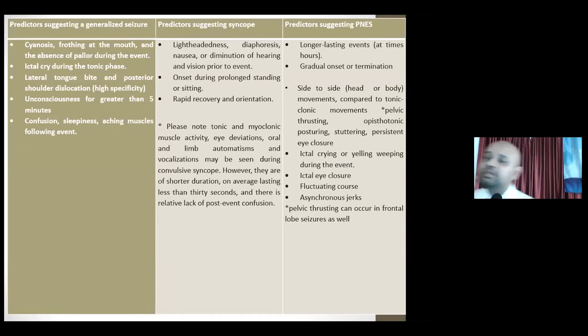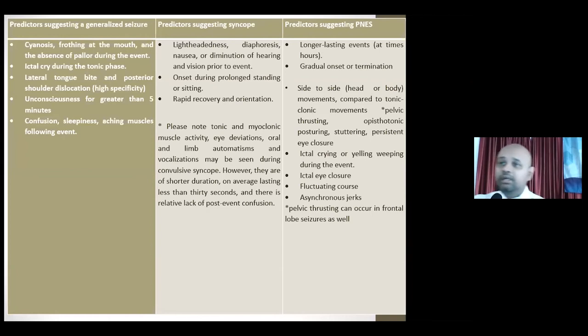If you have a tongue bite involving the lateral aspect of your tongue, it is 100% specific. I'm not the one saying this; there's been a lot of research into this. It's nearly 100% specific, but seen in approximately 1 in 5 patients with generalized seizures. So if you have a tongue bite involving the lateral aspect of the tongue, or posterior dislocation of the shoulder, you're more likely dealing with a generalized seizure. The level of unconsciousness, if it's longer lasting, more than 5 minutes, again suggests generalized seizure. Confusion postictally, drowsiness, headache, and so on. So you need to be aware of the predictors for generalized seizure.